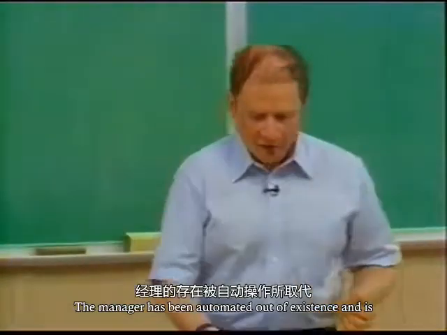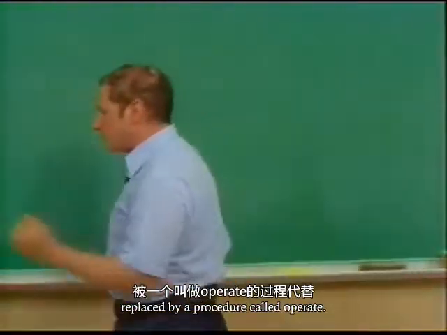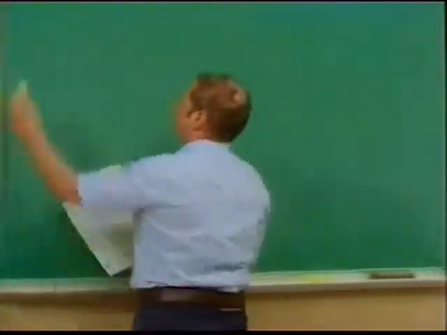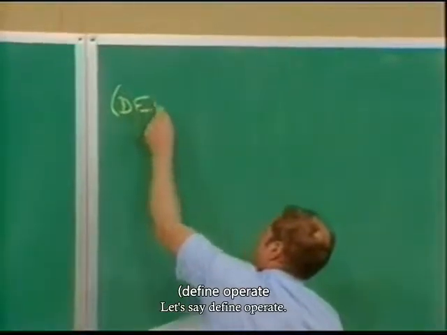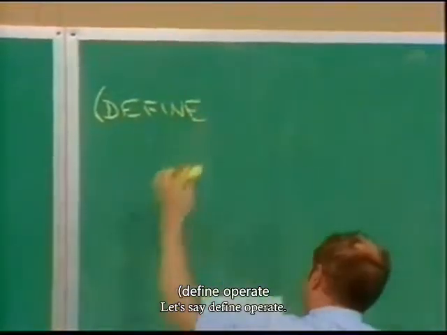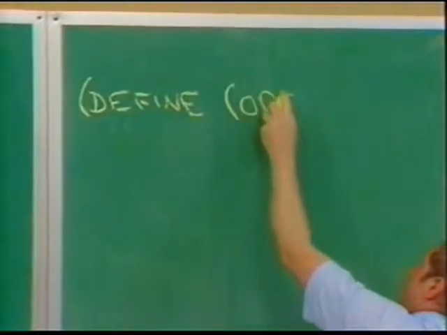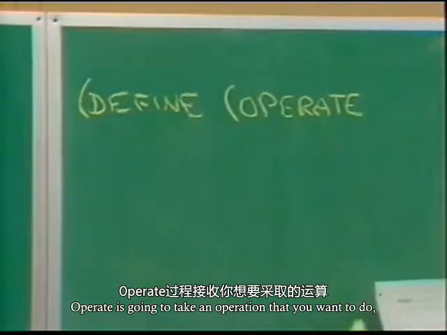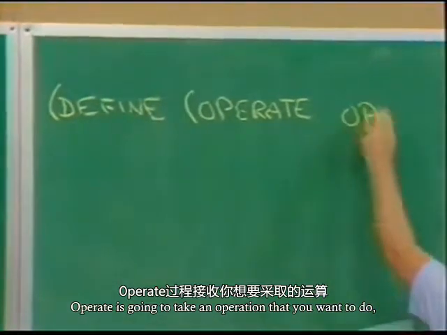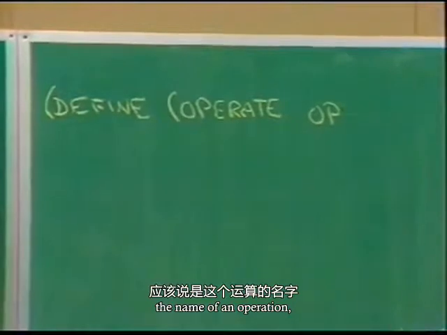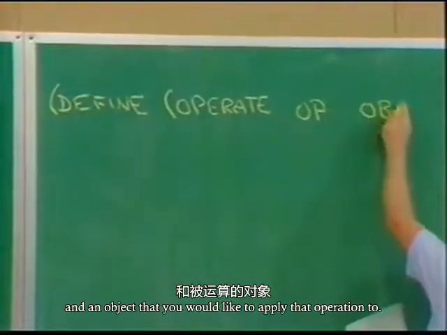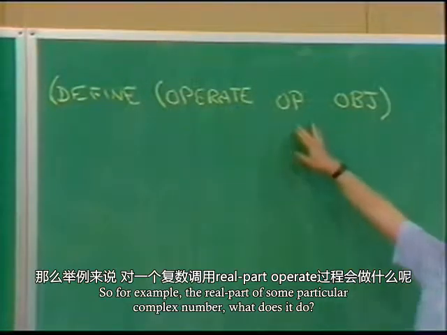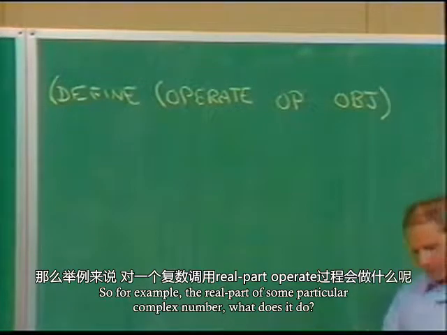Okay, well, what happened to the manager? The manager has been automated out of existence and is replaced by a procedure called operate. And this is the key procedure in the whole system. I'll say define operate. Operate is going to take an operation that you want to do, the name of an operation, and an object that you would like to apply that operation to. So, for example, the real part of some particular complex number.